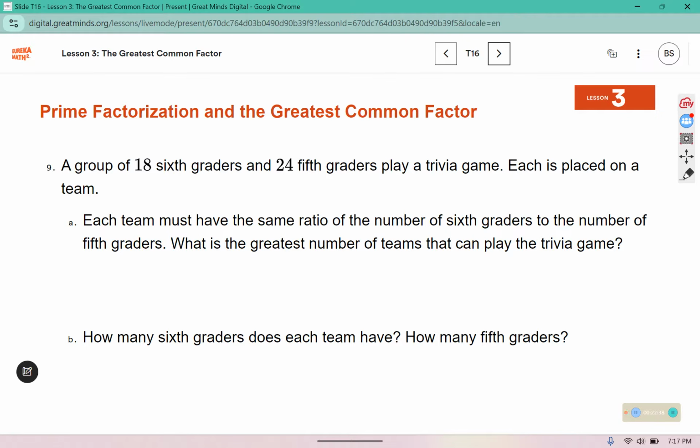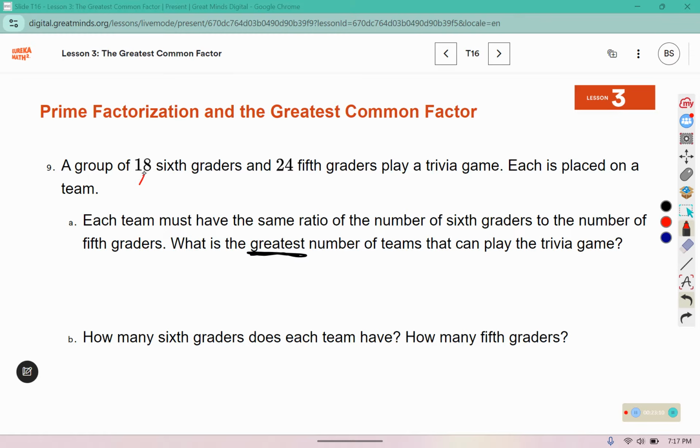Here we have a bit of a word problem using the greatest common factor. It says a group of 18 sixth graders and 24 fifth graders play a trivia game. Each is placed on a team. Each team must have the same ratio of the number of sixth graders to the number of fifth graders. What is the greatest number of teams that can play the trivia game? Again, there's that word greatest, cluing us in that we are looking for a greatest common factor.